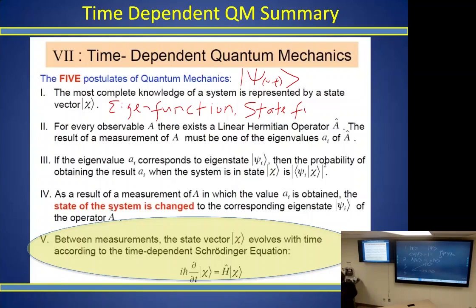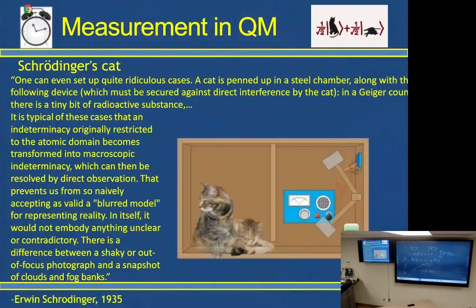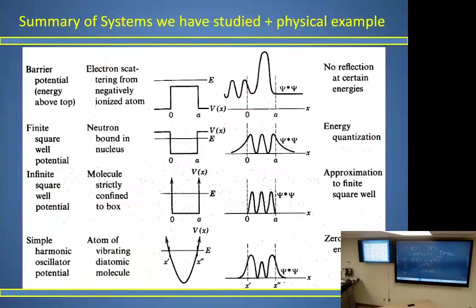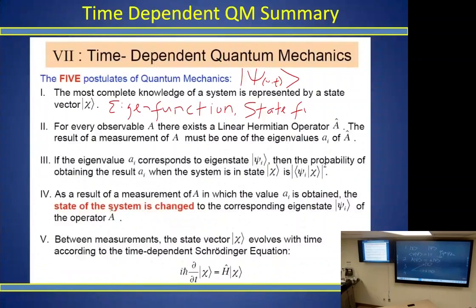Okay, let's see where we are then. I'm going to let you read that. I wouldn't spend much time on it. But our big thing is the postulate leading to number 5. So we're now going to apply number 5, the time evolution of the state vector. So, let's do that.